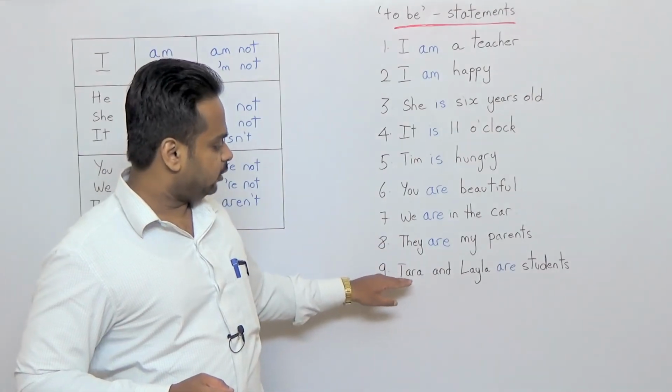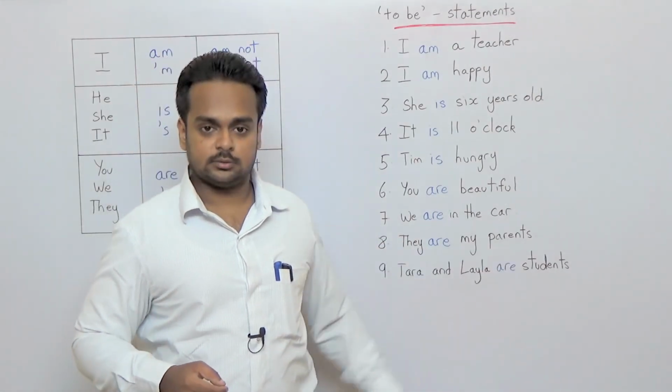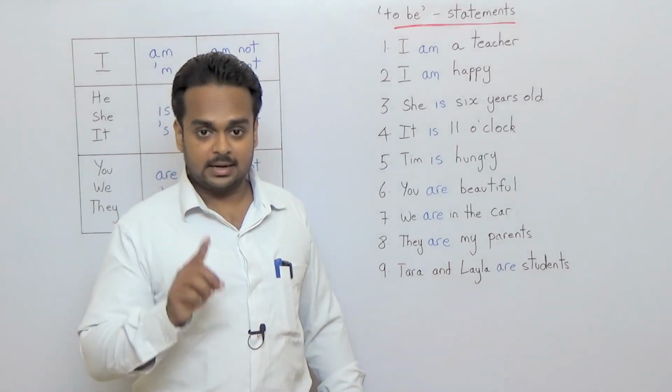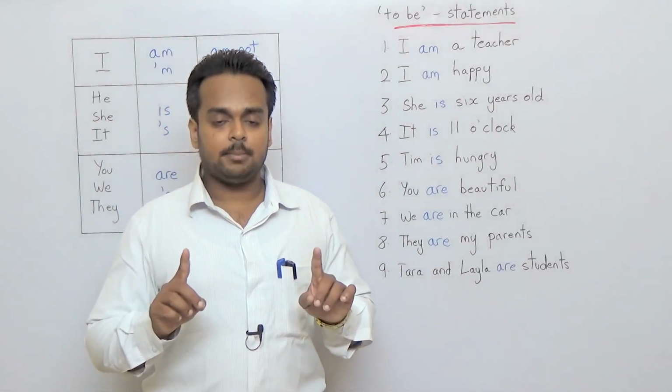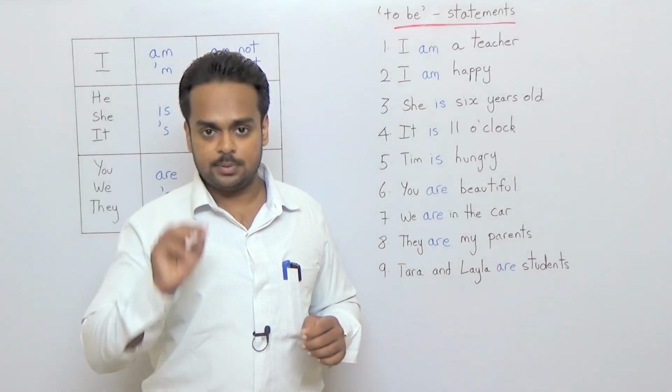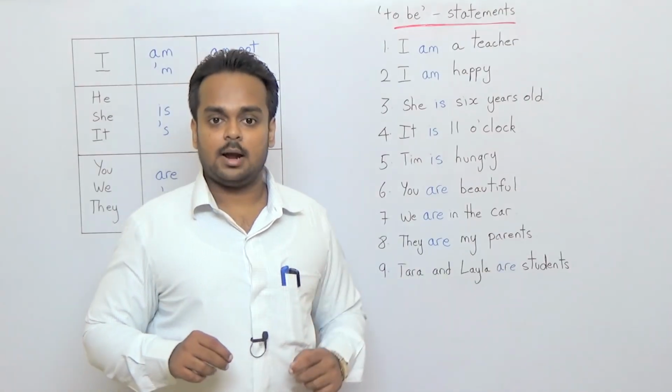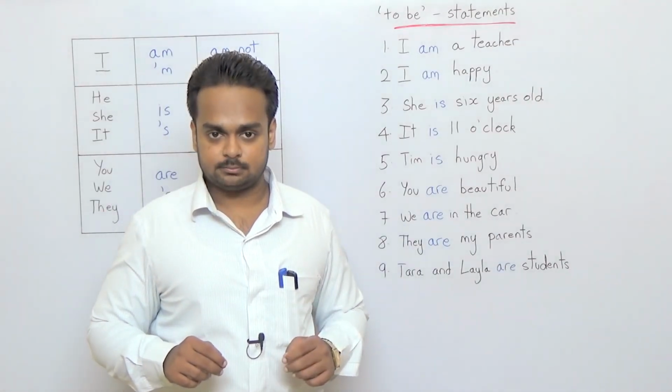And in the final example, Tara and Layla are students. Notice here that Tara is one person and Layla is also one person. But Tara and Layla are two people. For that reason, we are using are. Tara and Layla are students.